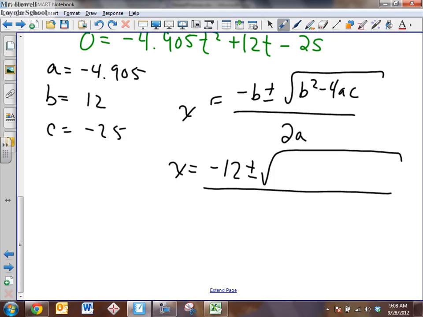Now, b is positive, but remember, if b were negative, you're still squaring it under here. If b happened to be negative and you squared it, this b would become positive, really. So keep that in mind when you're doing this.